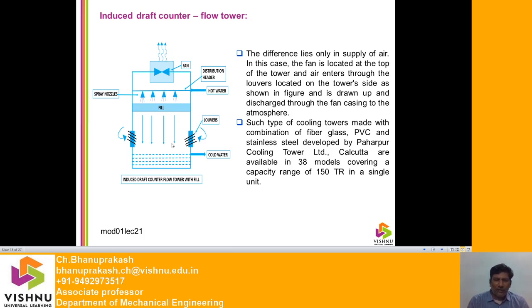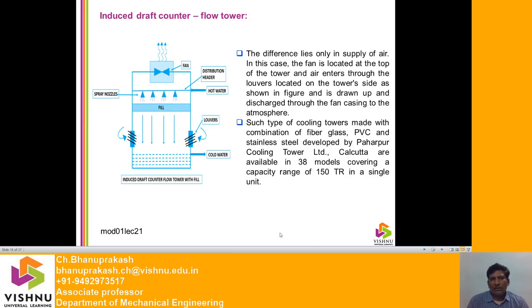Generally these types of towers, made with a combination of fiberglass, PVC and stainless steel, developed by the Paharpur Cooling Towers Limited, Calcutta, are available in 38 models covering a capacity range of 150 tons of refrigeration in a single unit.